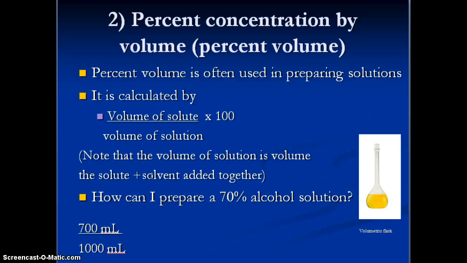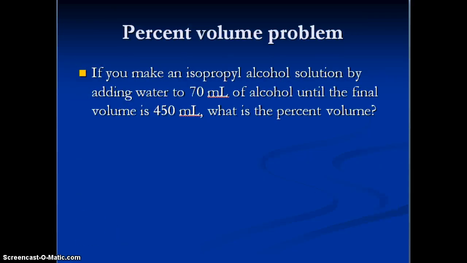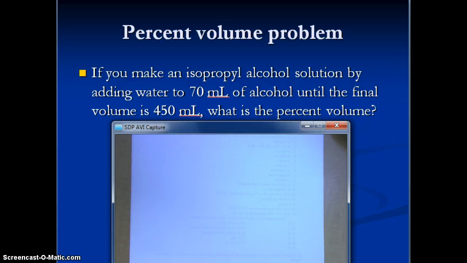So if you wanted to prepare a 70% alcohol solution, you might use what's called a volumetric flask and measure out 70 milliliters of isopropyl alcohol and add water until the level goes up to 100 milliliters. So you would really only have 30 milliliters of water added to that, and it would be 70%. So a problem that you might see: if you make an isopropyl alcohol solution by adding water to 70 milliliters of alcohol until the final volume is 450 milliliters, what is the percent volume?